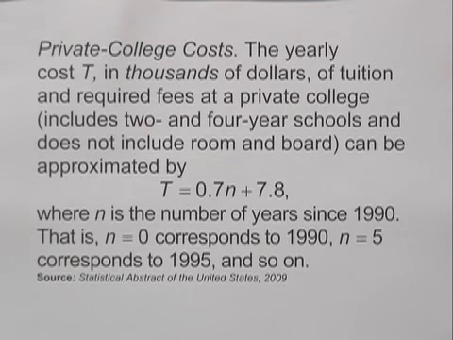The yearly cost T, in thousands of dollars, of tuition and required fees at a private college, including 2- and 4-year schools and not including room and board, can be approximated by the equation T equals 0.7n plus 7.8, where n is the number of years since 1990. That is, n equals 0 corresponds to 1990, n equals 5 corresponds to 1995, and so on.